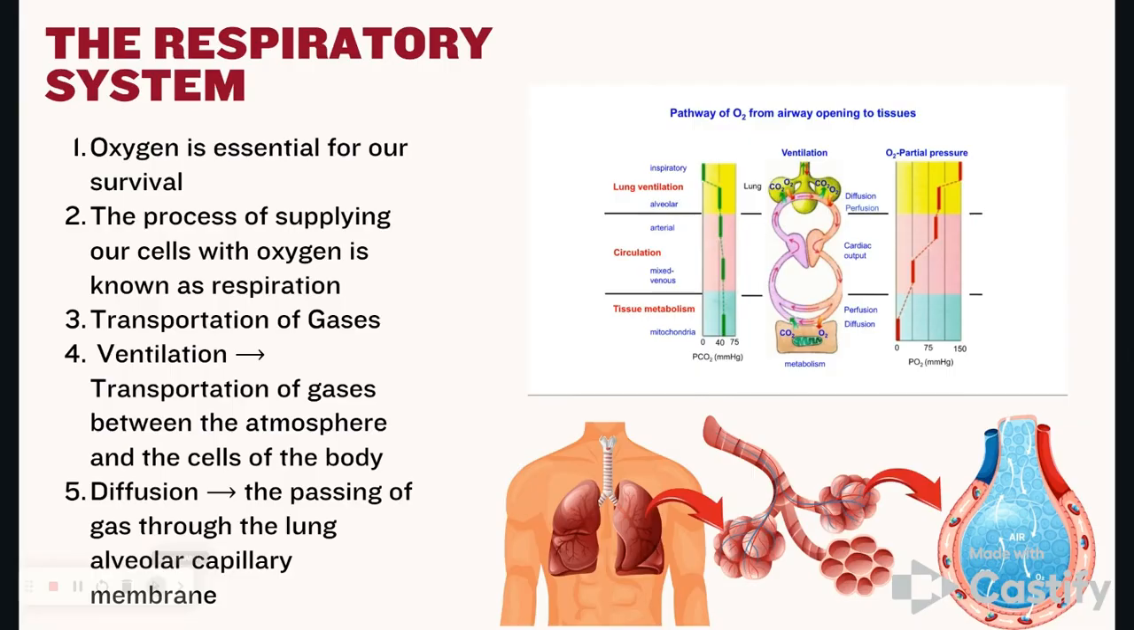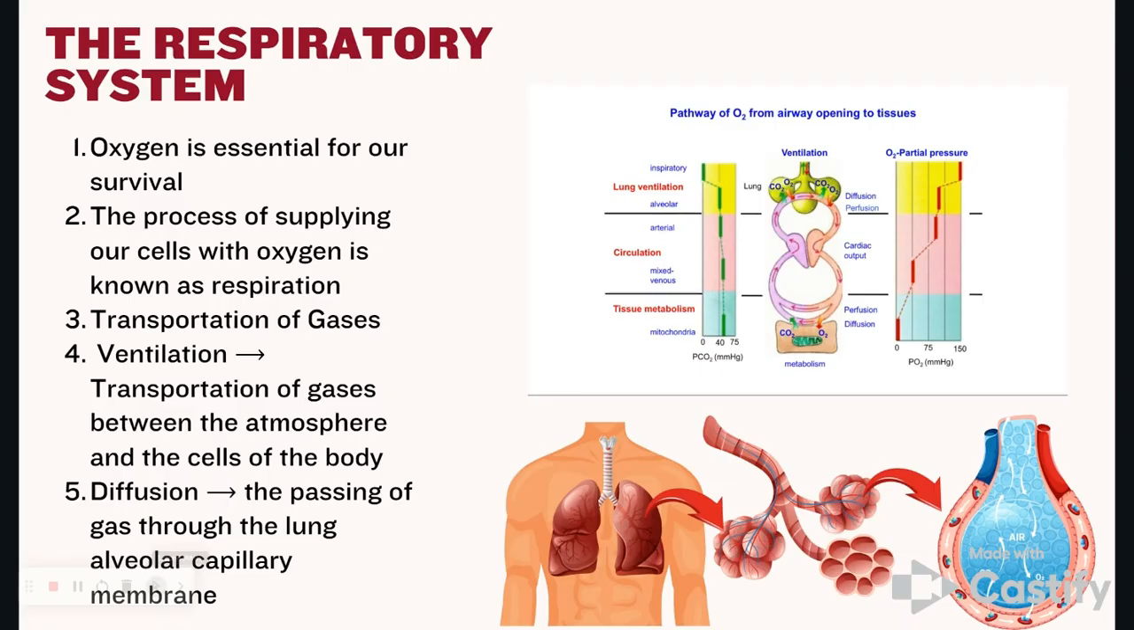For the respiratory system, we know that oxygen is essential for life. Our brain needs oxygen, our cells need oxygen. We need oxygen to produce ATP so we can move and function. The process of supplying our cells with oxygen is called respiration. So whenever we're supplying our body with the oxygen that we need, this is the process that we call respiration. We know that the respiratory system is in charge of transportation of gases, oxygen in, carbon dioxide out.